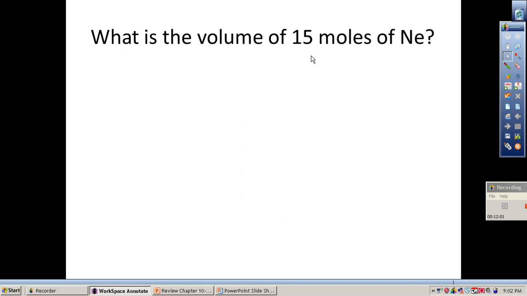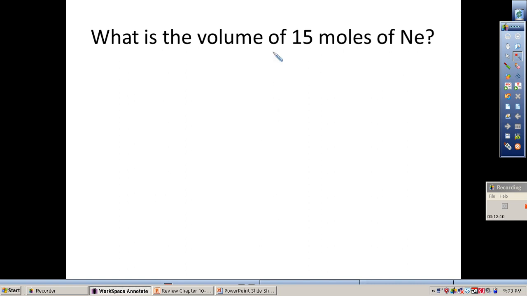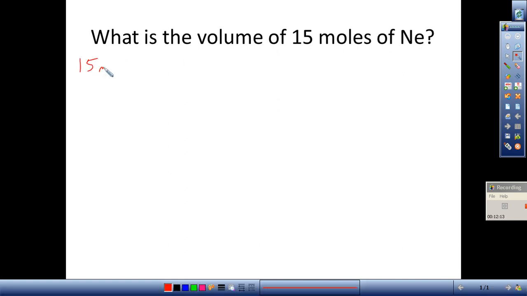Alright, next problem. What is the volume of 15 moles of neon? So I'm going to start by writing my given, 15 moles. My next step, I don't want 15 moles. I don't want moles of neon, so I'm going to write it down here. The number never carries down. On the top, what am I trying to change to? Volume. That's liters.